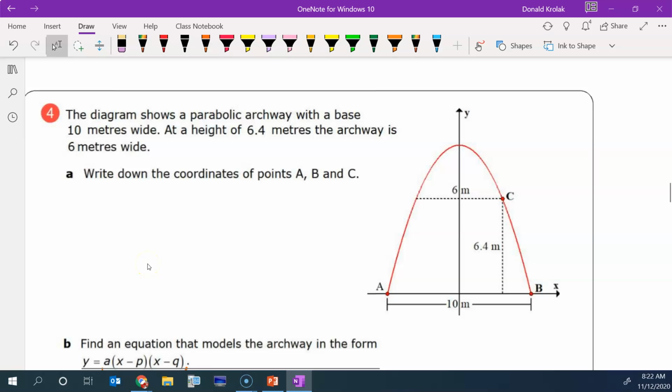Diagram shows parabolic archway with base 10 meters, height is 6.4. Let's see, at 6.4, I'm sorry, the archway is 6 meters wide. So when this is 6.4 here, this distance right here, or this height, is 6. So the question is, write down the coordinates of these points. So we want the coordinates of A, coordinates of B, and the coordinates of C.